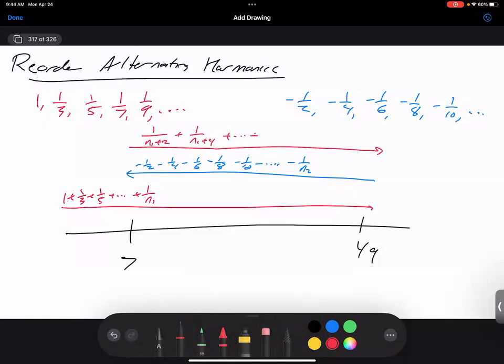Plus 1/n³. And then we'll subtract terms until we get back to just below 7, and we'll keep hopping like this. Okay. So what I'm going to do is keep adding positive numbers until I get to 49, to 7 squared.